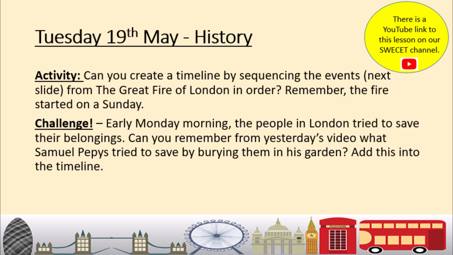After you've finished the activity, you then need to complete the challenge. The challenge says, early Monday morning, the people in London tried to save their belongings. Can you remember from yesterday's video what Samuel Pepys tried to save by burying them in his garden? Add this into your timeline. If you are unsure, go back onto yesterday's video and start watching it from 6 minutes and 30 seconds until 7 minutes and 30 seconds. Once you have found out the answer, add this to your timeline.